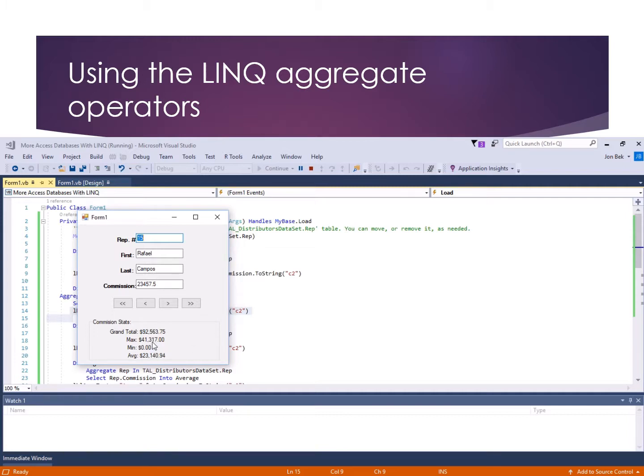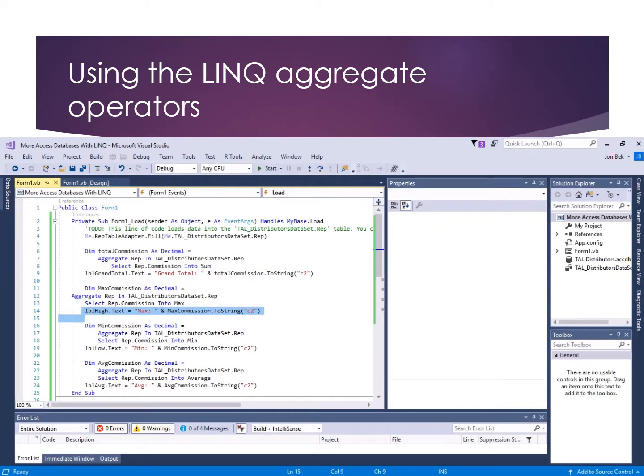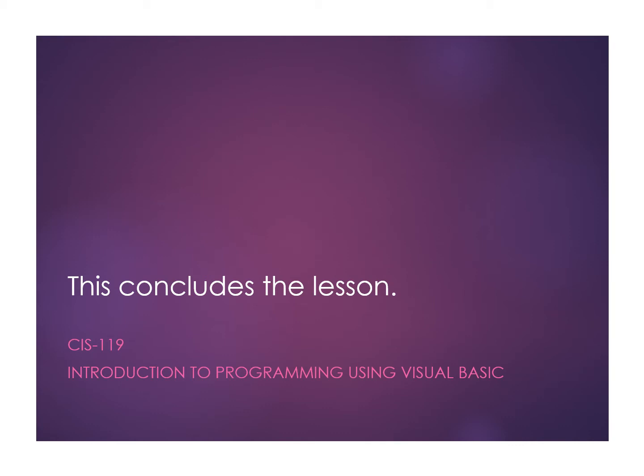So the highest paid salesperson rep earned $41,000. The minimum brand new hire hasn't earned anything yet. On average, between all my reps, they're making about $23,000 in commissions, and in total, they're making $92,000 in commissions shared between them all. So there you have it. This concludes the lesson.